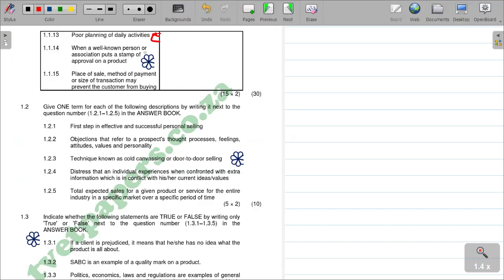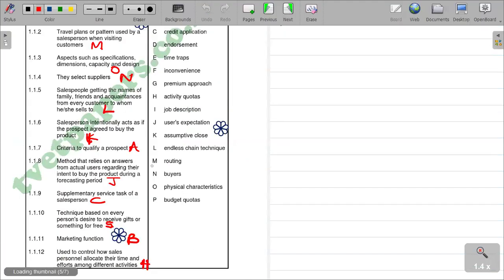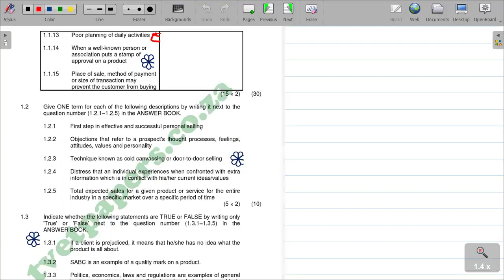When a well-known person or association puts a stamp of approval on a product, that's what we call endorsement. Endorsement, which is D.